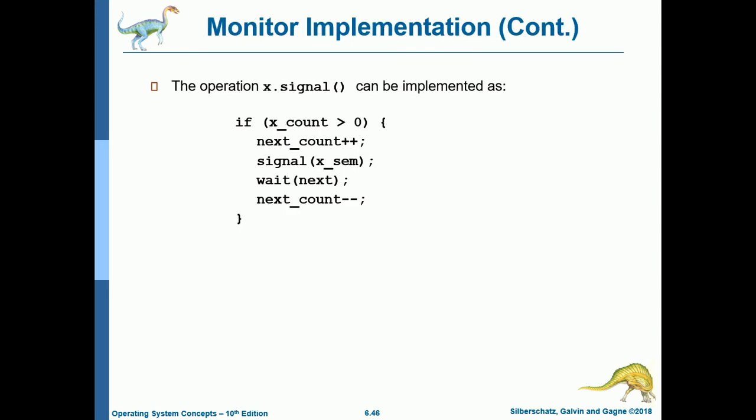So the operation for x.signal can be implemented as: if x_count is greater than 0, increment next_count, and then signal(x_sem), and then wait(next), and then decrement next_count.